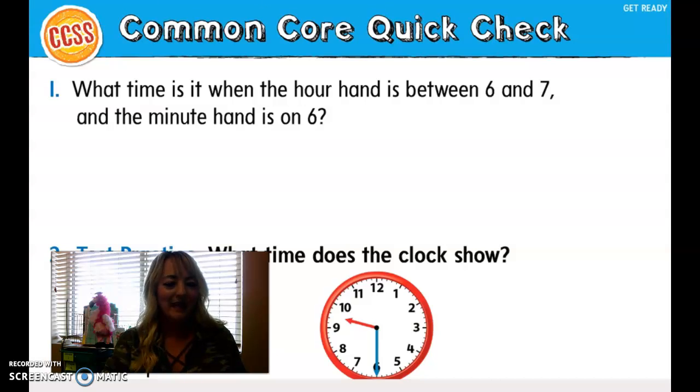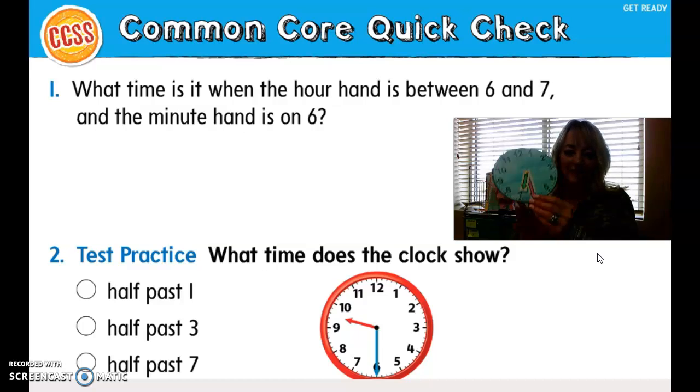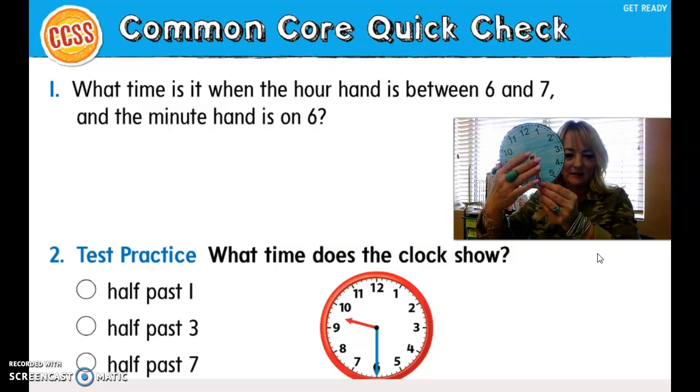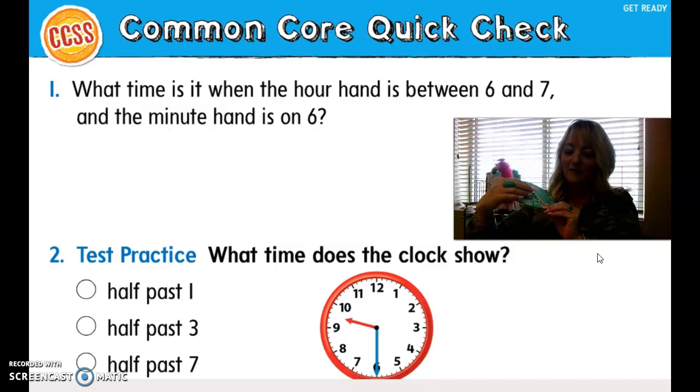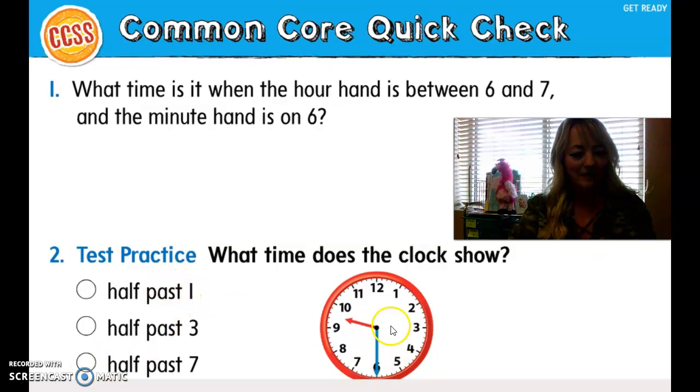Hopefully you said 33. What time is it when the hour hand is between the 6 and 7 and the minute hand is on the 6? So between the 6 and 7 and the minute hand is on the 6. We'll need to move over a little bit. It is 6:30.